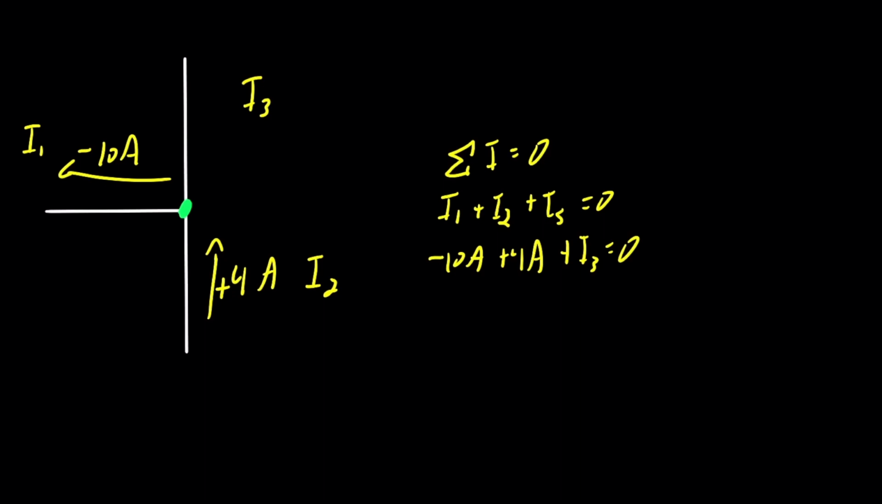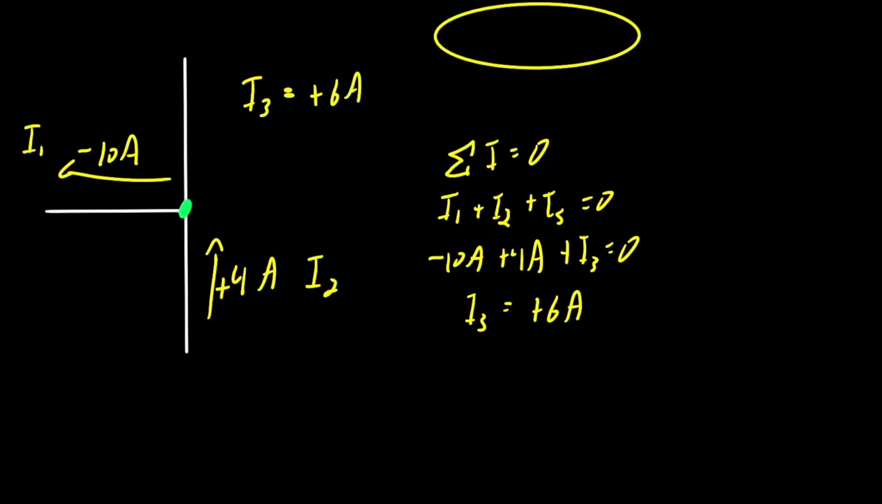So negative 10 plus 4 is negative 6. We're at 6 on both sides. And because I3 is greater than 0, it's going into the junction. Let's see here. I don't know why that's there, but yeah, this is what we have. And the circle is to indicate that because it's greater than 0, it has to go into the junction. Otherwise, it would have to be less than 0 for it to go out of the junction.